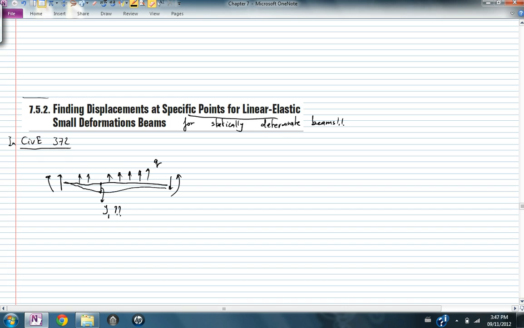So to utilize the principle of virtual work, I'm going to do the following. I'm going to create another beam and apply a load here. I'm going to call it 1. And after applying this load, I'm going to call this displacement of the structure y, and I'm going to call the displacement of the structure y star.